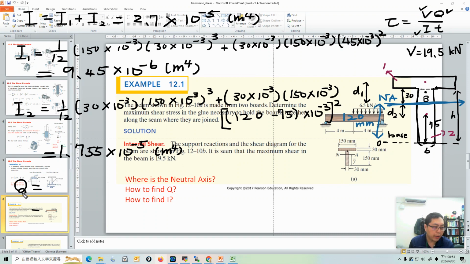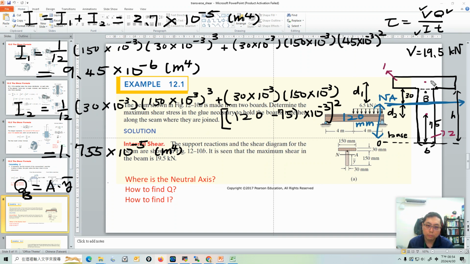Q is just your area. Right now we're interested in B, so QB is the area times the distance. You have to determine which area you are going to calculate. So it's actually A times y bar. The y bar is the distance between the centroid of your area and the neutral axis. So which area are we interested in? Because we are interested in B, and B is above the neutral axis, calculate everything above B.